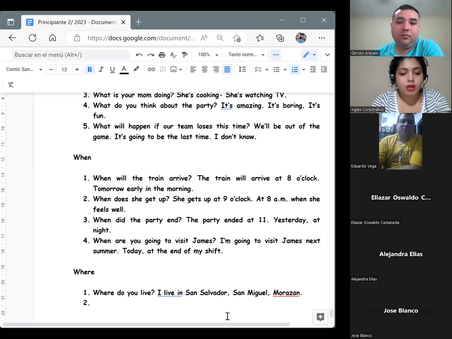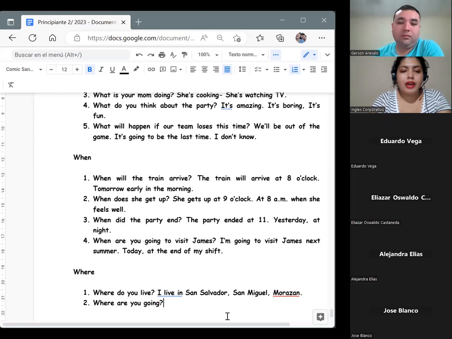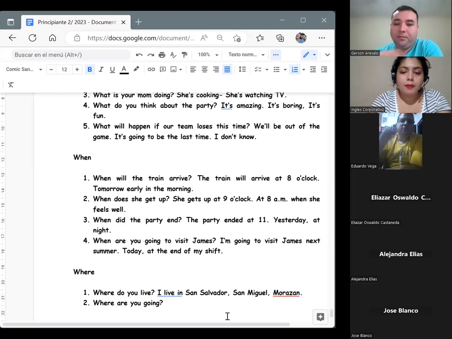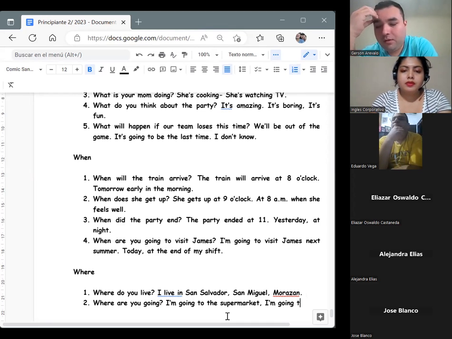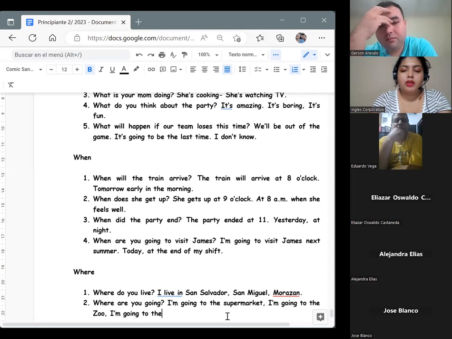Number two, where are you going? ¿A dónde vas? ¿O dónde estás yendo? I'm going to the supermarket. I'm going to the zoo. Or we can say, I'm going to the hospital. Voy al hospital.